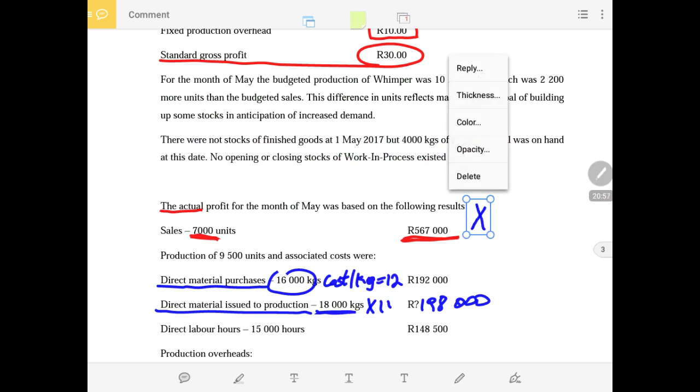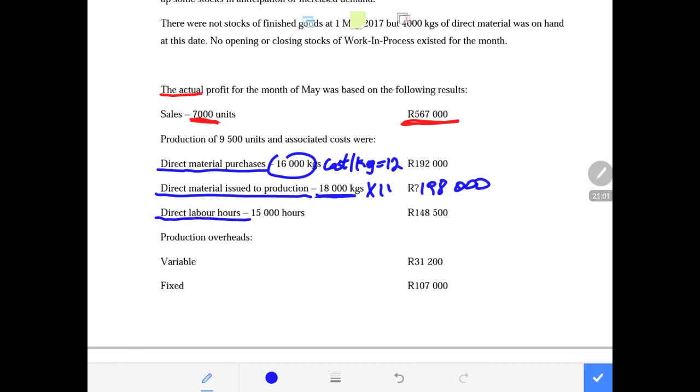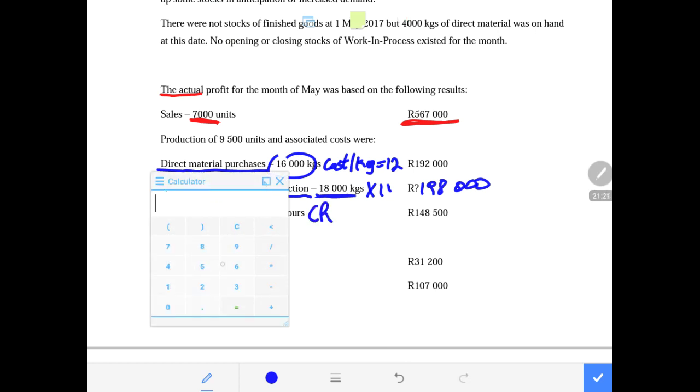Then we go to the next part where they give us the direct labor. Our direct labor hours are given to us, 15,000 hours in total, which give us 148,500, meaning we need to know the rate per hour. How much was the actual rate that our employees were paid? It will be 148,500. We divide that by the actual total labor hours, and it will be 9 rand 90 cents.